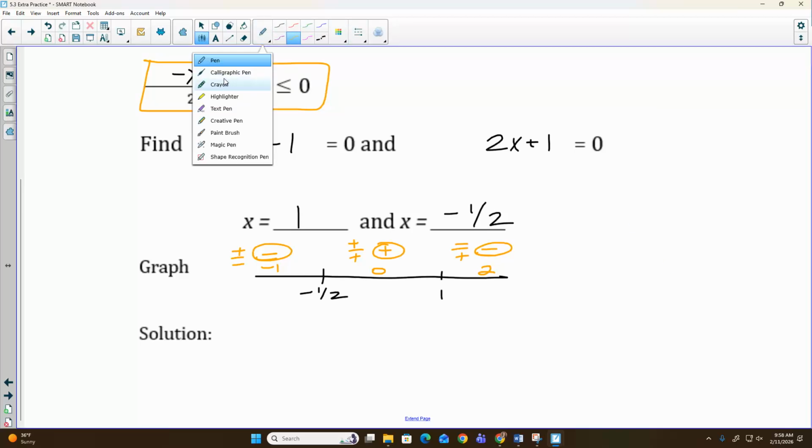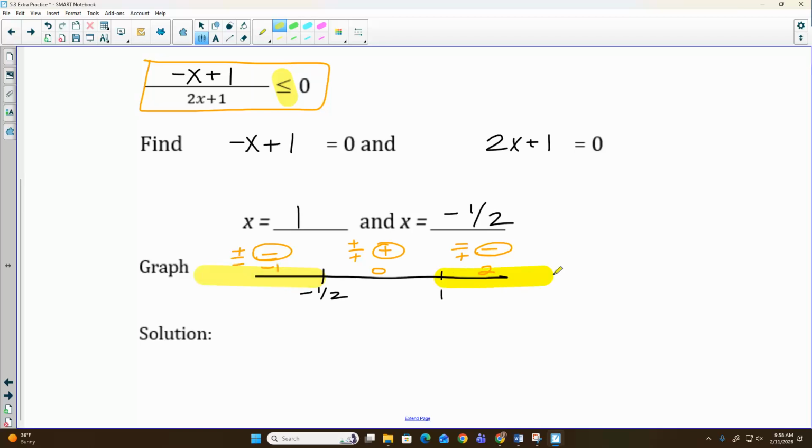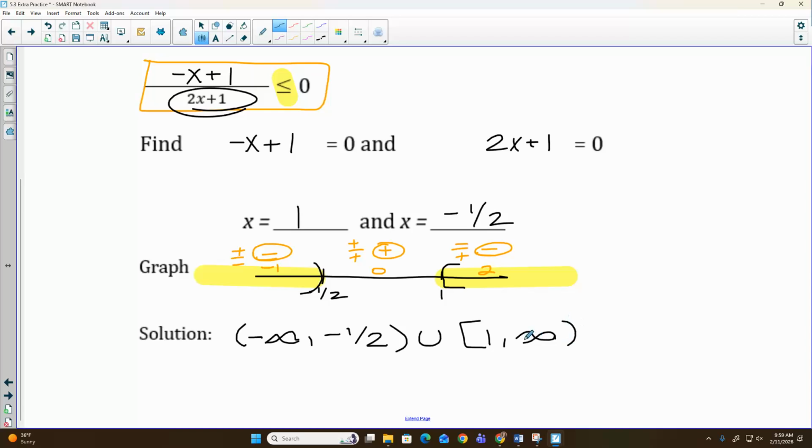Then we have to decide which ones we want. So we wanted less than 0. Less than 0 is negative. Equal to means bracket, but not everything can get a bracket. Which one has to have a parenthesis? The last one, the 1 first. The one that came from the denominator. So that's the negative 1/2, right? So the bottom of a fraction can't be 0. It gets a parenthesis no matter what. The top can equal 0, so that one gets a bracket. So our solution is negative infinity to negative 1/2 with a parenthesis, union bracket 1 to infinity.